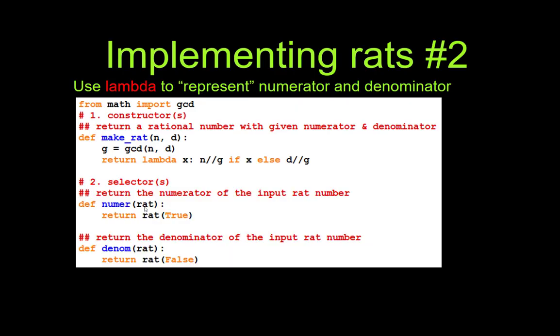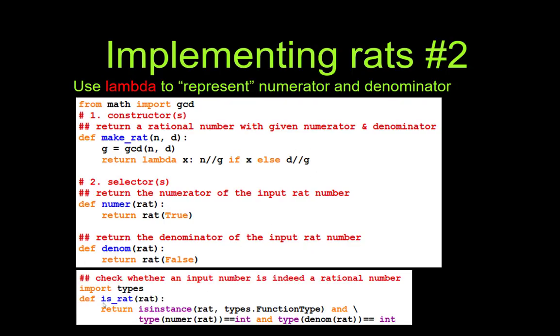So the numer becomes return rat with true. The denom becomes return rat with false. If you pass true to it, you will get the n value, which is the numerator. If you pass false to it, you will get the d value, which is the denominator. And then to check for is it a rational number, you check that rat is indeed a function with this command, isinstance. This is the equivalent of the type check for function.